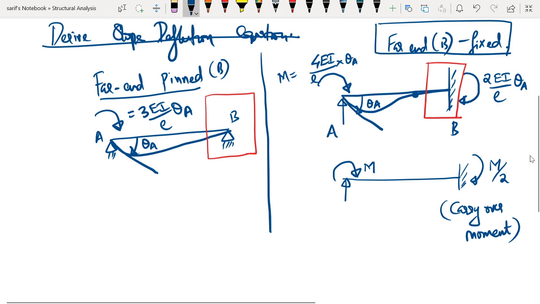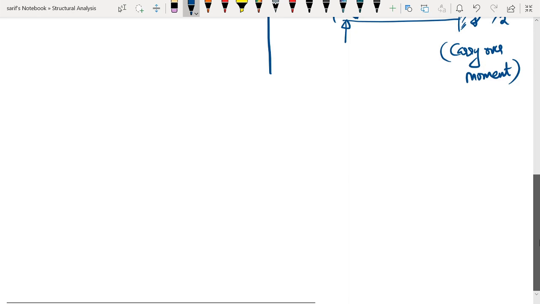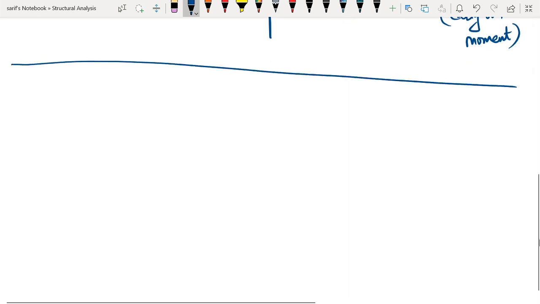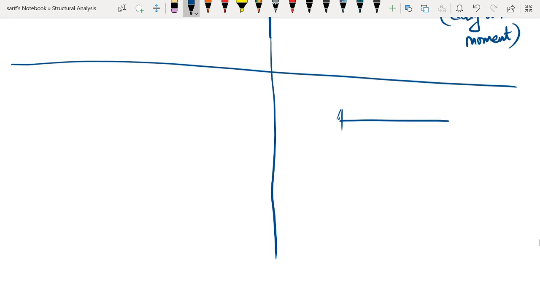The next two cases we need to discuss are with regard to settlement. So imagine you have a fixed beam. This is A and this is B. And let us say the right support B is settling with respect to the left support. So imagine you have something like this.